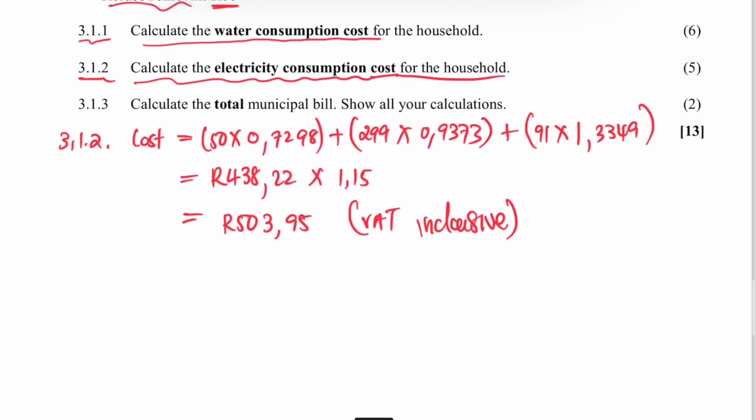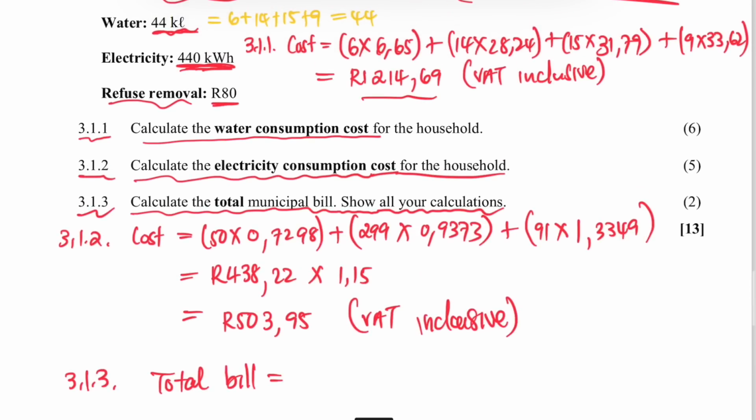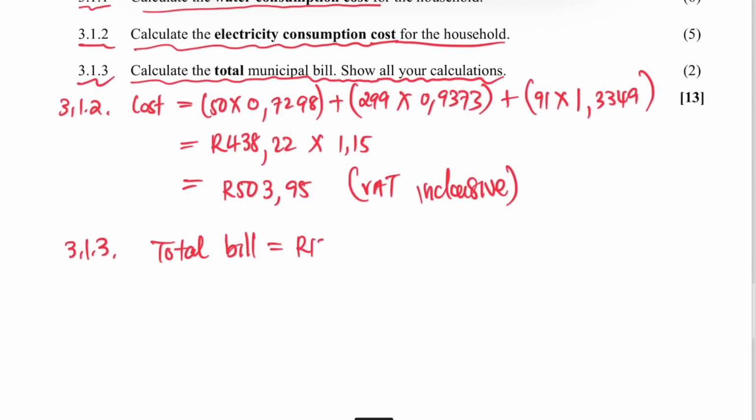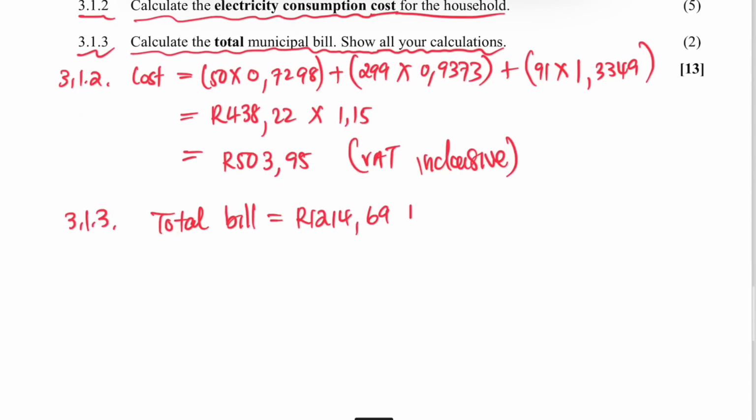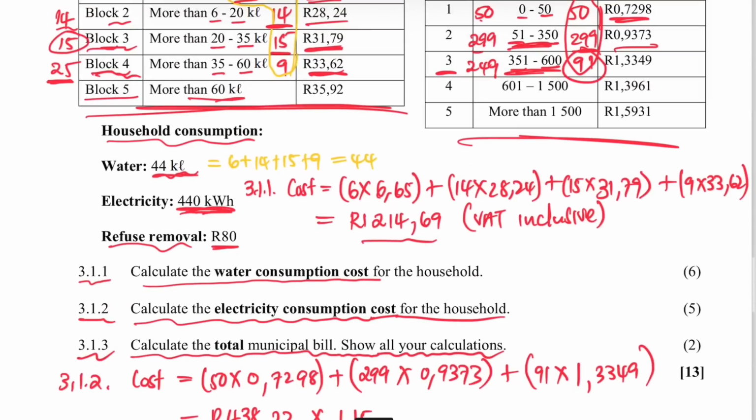Guys, the last question here says calculate the total municipality bill. Show your calculations. 3.1.3, the total bill. So we're going to add the water. The water is 1,214 rand 69 cents, plus we add the electricity, it's 503 rand 95 cents, and then we must add the refuse.